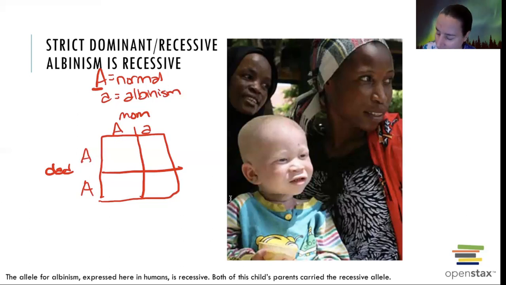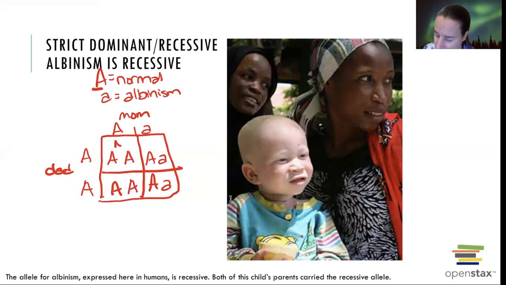Let's see. So I'm going to pull mom's down. Mom is here and here. And I'm going to pull dad's across. Dad, capital letter, and then the second one, capital letter, capital letter. Knowing what we know about dominant and recessive, we're looking at these boxes. How many in these boxes are going to have normal pigmentation?